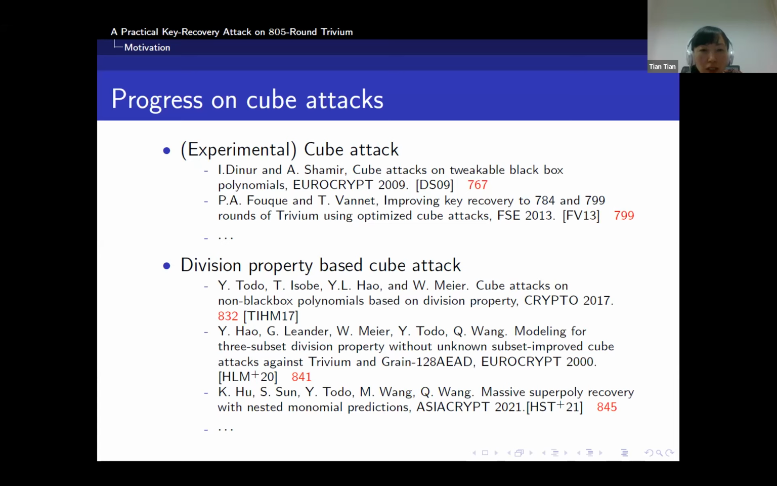The accurate superpoly could be recovered by division property since Eurocrypt 2020, which means that we could recover the accurate superpoly by division property using the three-subset division property without unknown subset. Now, I think how to recover a superpoly is well established in cryptanalysis.